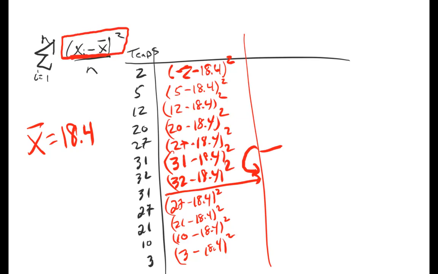So maybe get your Desmos out here. What do we get if we take 2 minus 18.4 squared? I'm asking you guys to do that. You can give it to 2 decimal places. That'd be good.